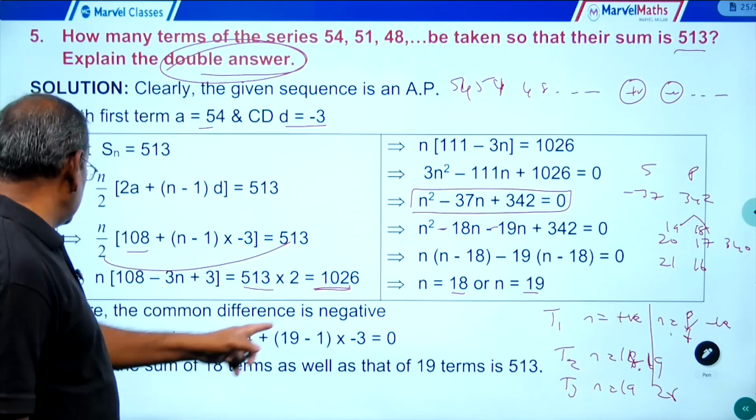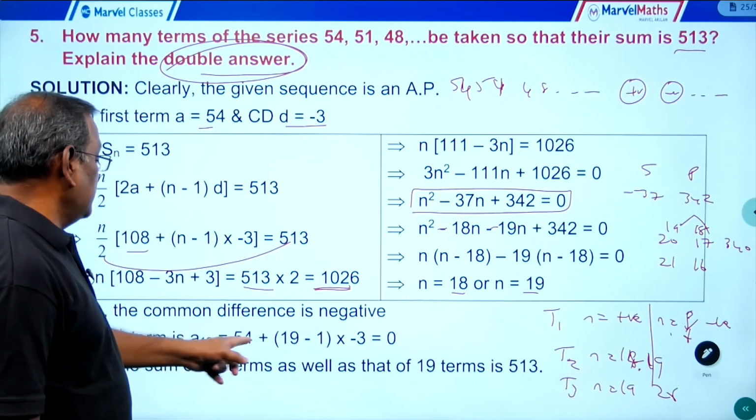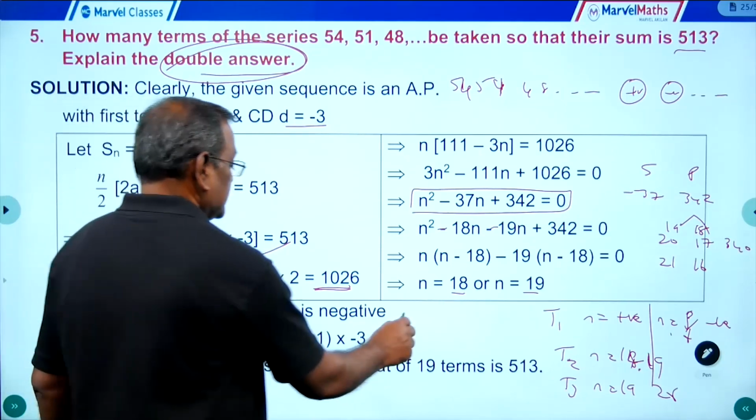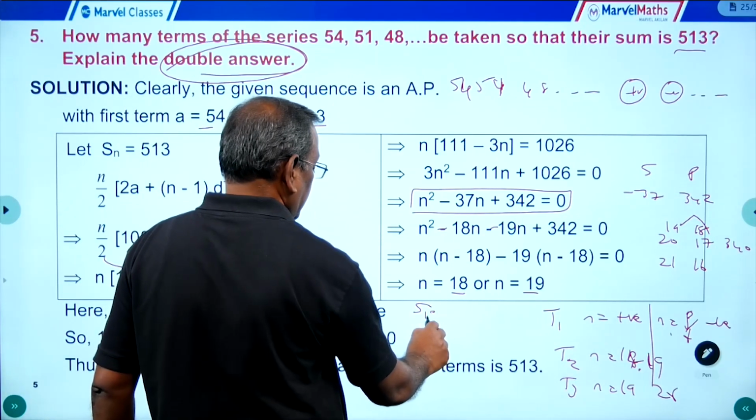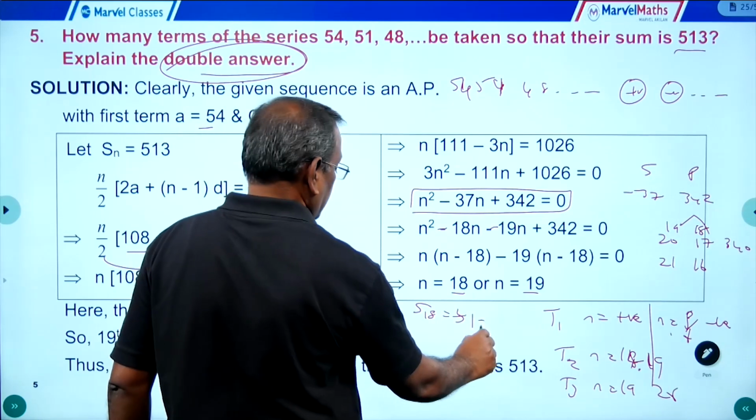hence the common difference is negative. The 19th term, a19, equal to minus 13. I will explain. S18 equal to 513.